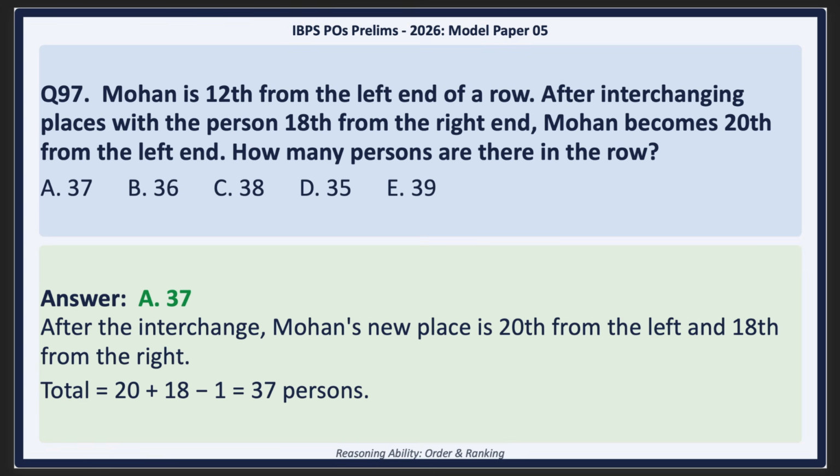Question 97. Mohan is 12th from the left. He swaps seats with someone who is 18th from the right. After the swap, Mohan is now sitting in the 20th position from the left. How many persons are in the row?